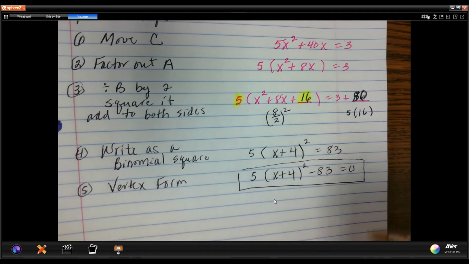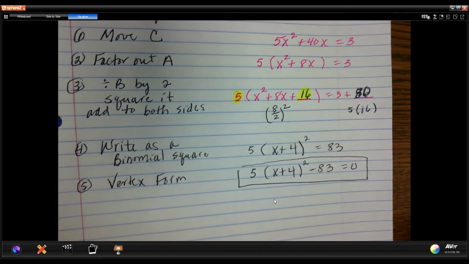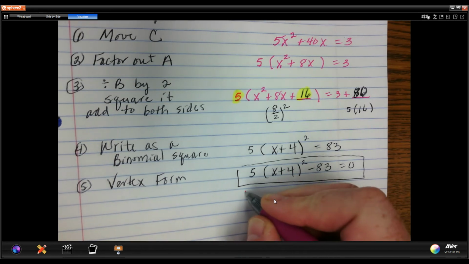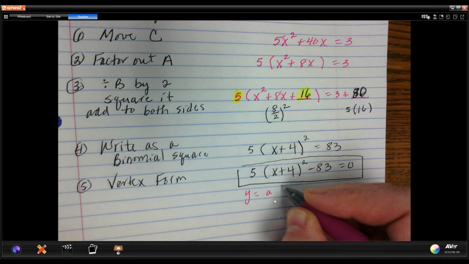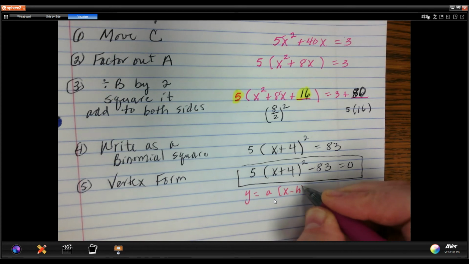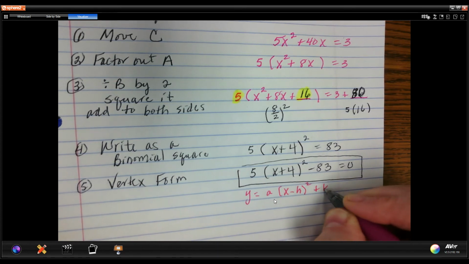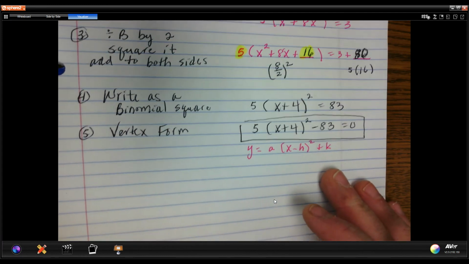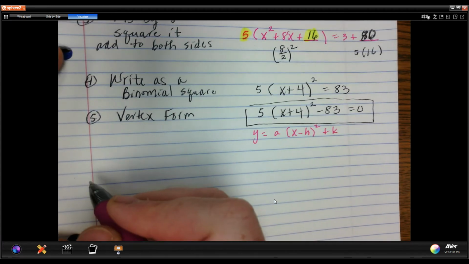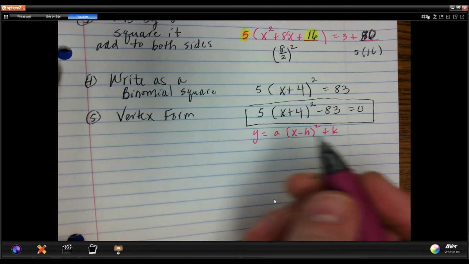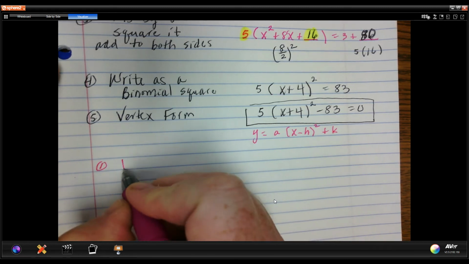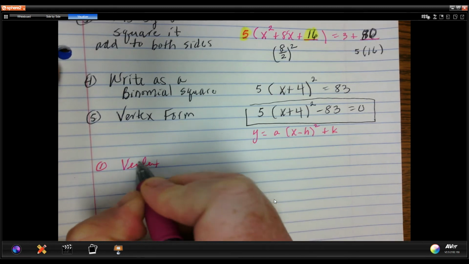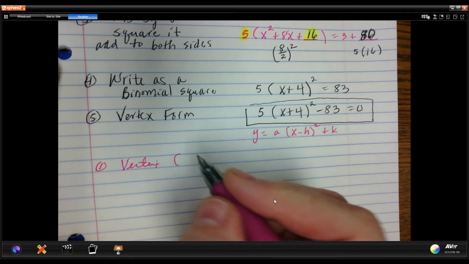Because if we go back, vertex form is x minus h squared plus k. So vertex form is like y equals a times x minus h squared plus k. That's vertex form. And vertex form is cool because you can pick out the vertex and all the information. So let's do that. We're going to pick out 7 things. So the first one is the vertex, and the vertex is -4, -83.